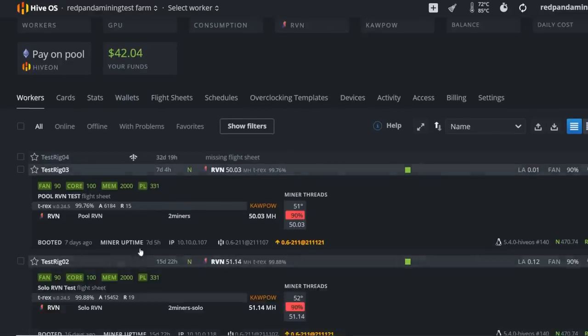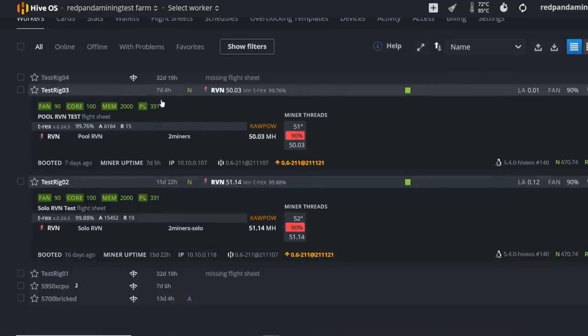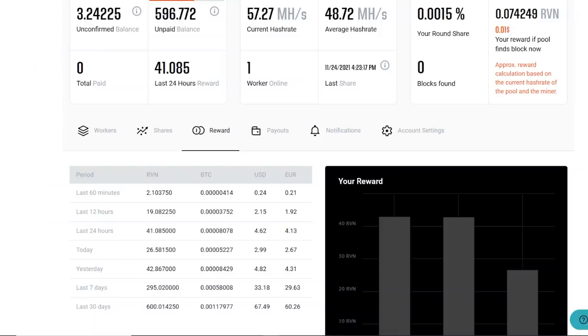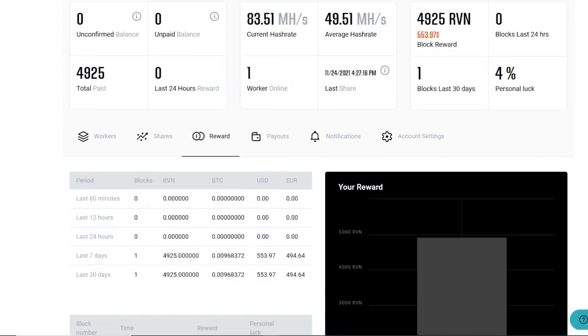Okay, so just to clarify that in case some of you guys are like, Red Panda, this one's only been mining for 7 days. No, it just rebooted, but it's actually been mining for the same time. So anyways, here are the results, guys. This is what you came to see. I'll show you the rig where I hit that one block.